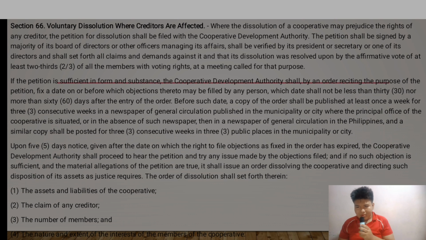by 2/3 of the members with voting rights. The CDA then sets a date for objections and conducts a hearing before issuing an order dissolving the cooperative and directing the disposition of its assets.